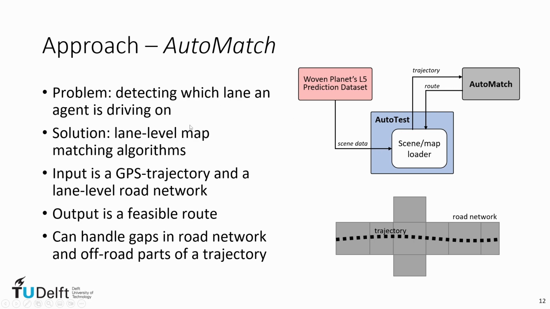So this problem of detecting what lane an agent is driving on is not trivial, and the solution for this are lane level map matching algorithms. Typically, the input is a GPS trajectory and a lane level road network, and the output is a feasible route. Now, AutoMatch is special in that it's one of the only lane level map matchers that exist. It's quite a new field of research, and it can quite effectively handle gaps in a road network.